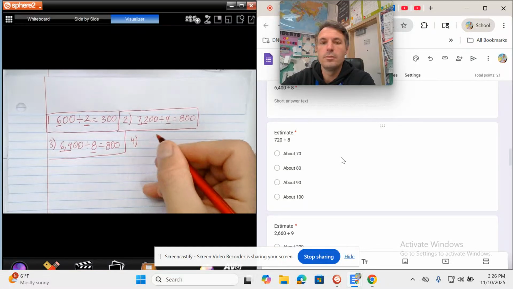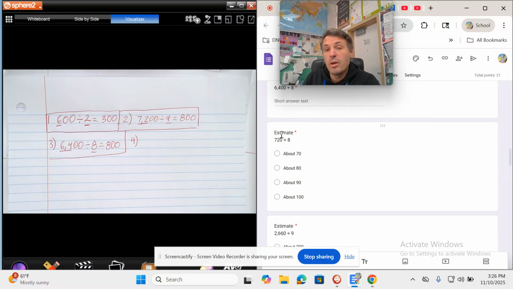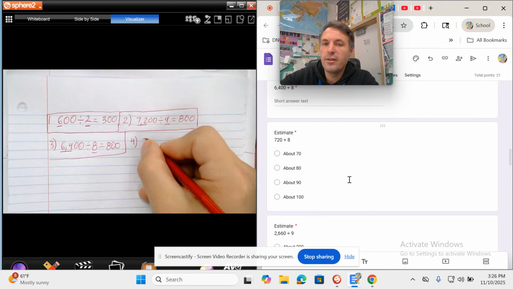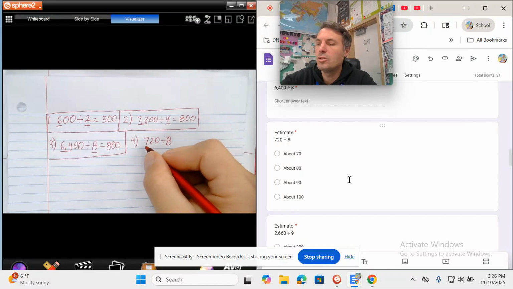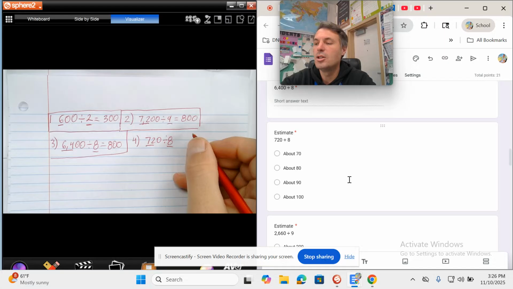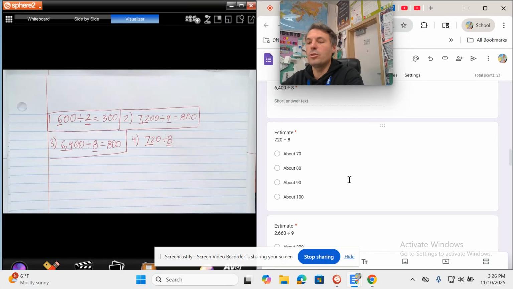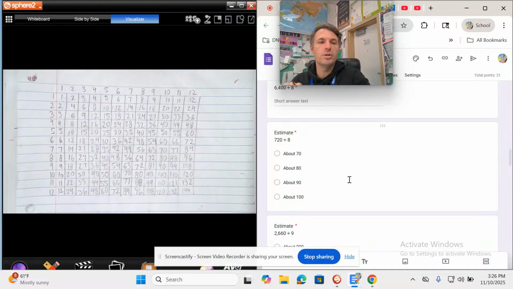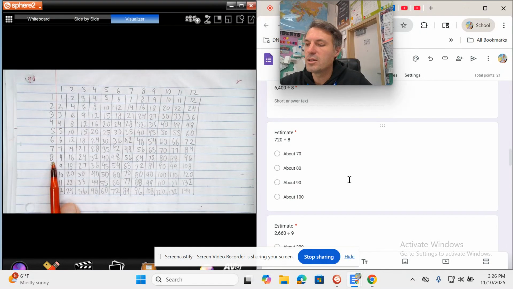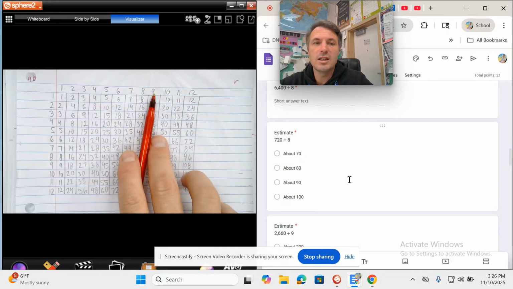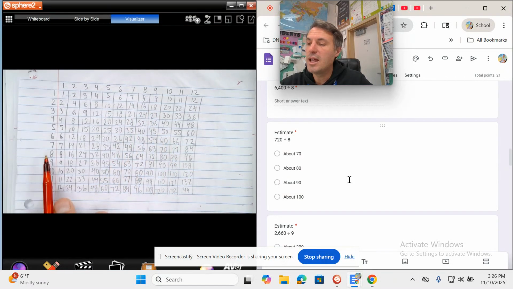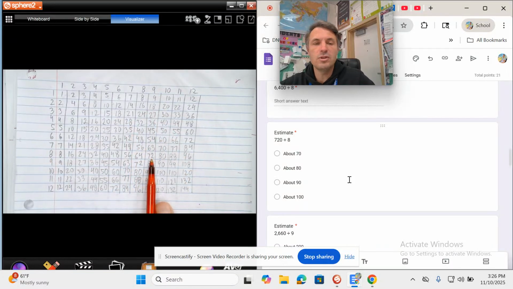Now number 4. It says estimate. Remember, anytime it says estimate, you know you need to round to find an answer that's around the exact answer. So we have 720 divided by 8. So we think, what's the closest multiple of 8 to 720? Now remember, you can use your times table chart here. It's really helpful. Start at the 8, get as close to 72 as you can, and look, you can go right to 72, and it fits in exactly 9 times because 8 times 9 is 72.